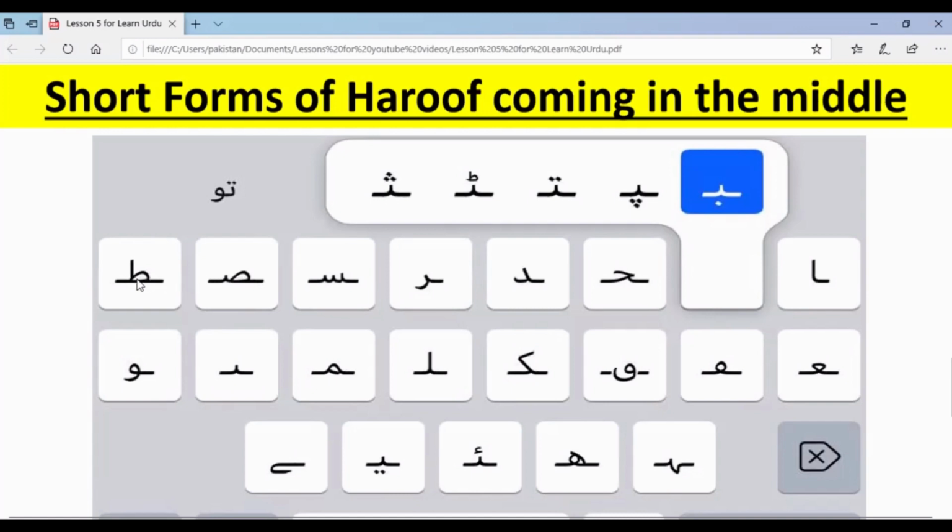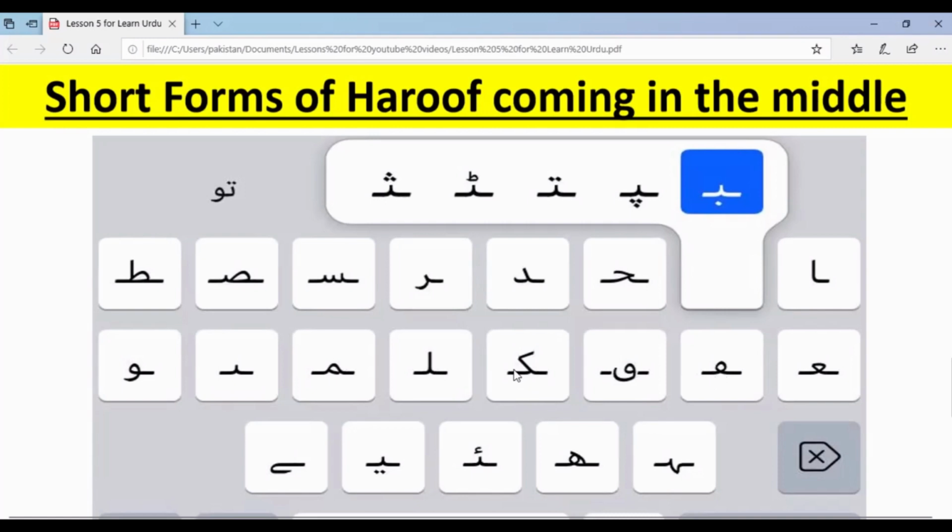And then Toy and Zoe, both letters will look like this, and Zoe will have one dot at the top. Ain and Ghain, both letters will look like this, and Ghain will have one dot at the top. Then Fe will look like this with one dot at the top when it comes in the middle. And Qaf, it will look like this with two dots at the top.